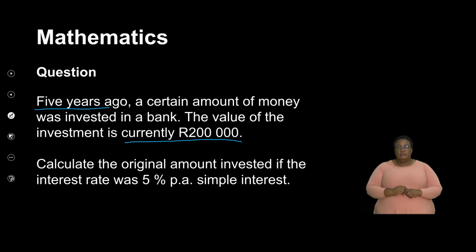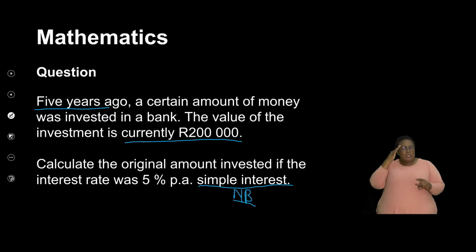So they say, calculate the original amount if the interest rate was 5% per annum, simple interest. You see, the very big thing here is that they are telling us that this is simple interest. So from the previous slide, where I asked whether you know which formula to use, here they're saying simple interest at the end. It gives you an idea as to which formula you must lean on so that you can answer this question.